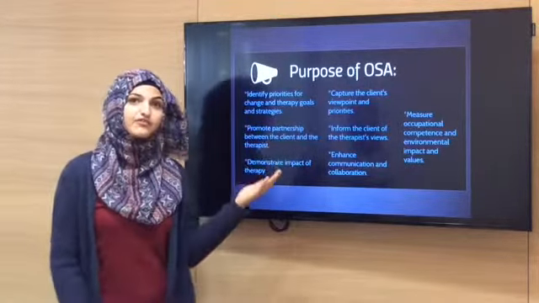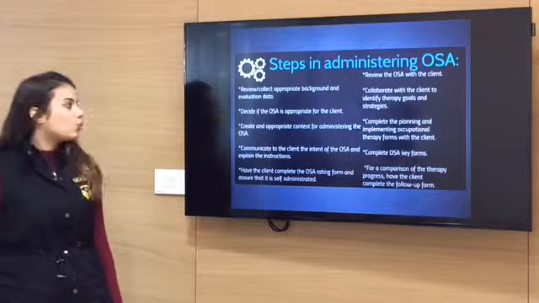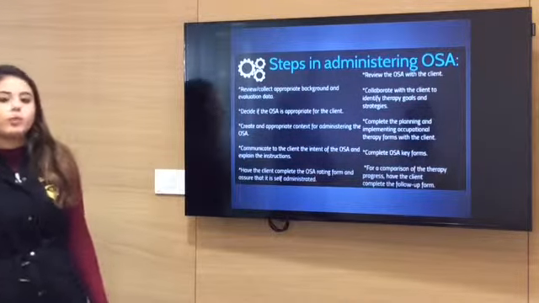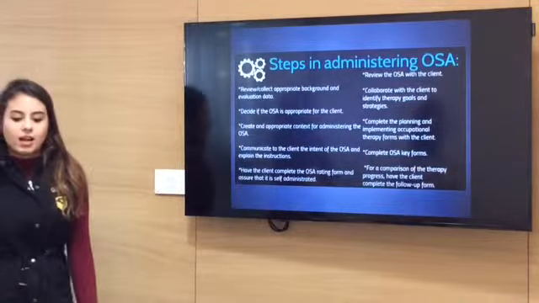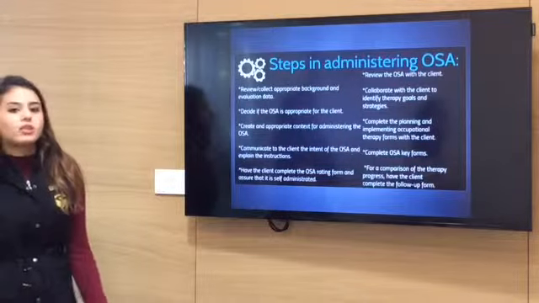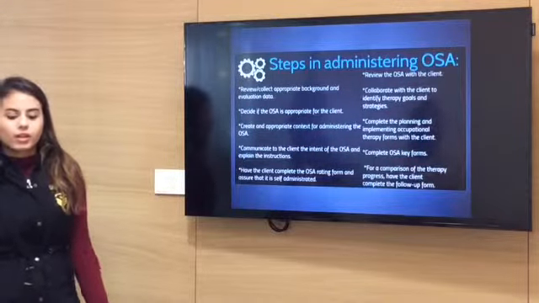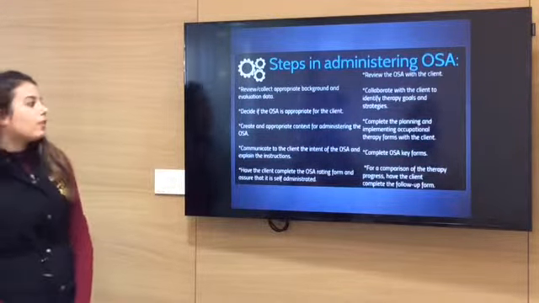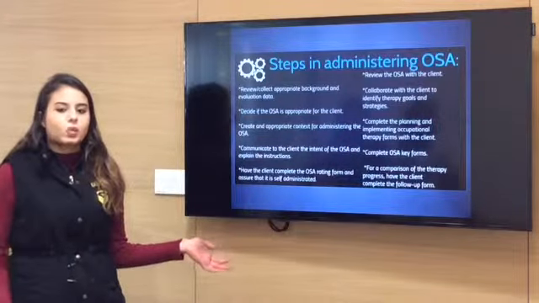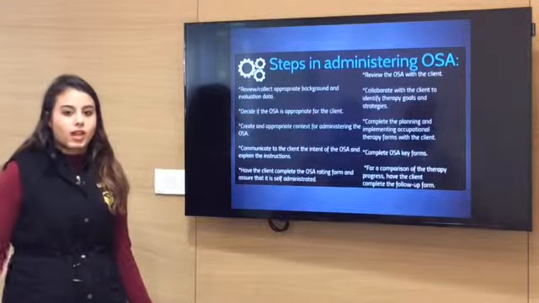Steps for administrating the OSA. First, we do a review and we collect the appropriate background and evaluation data. Then we decide if the OSA is appropriate for the client or not. Then we create an appropriate context for administrating the OSA. Then we communicate with the client and we explain the instructions for the client.